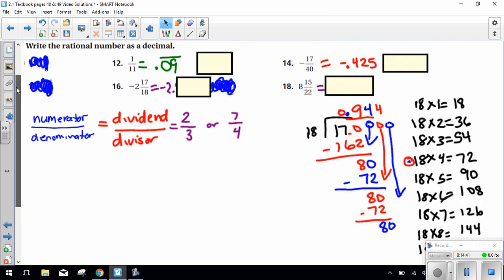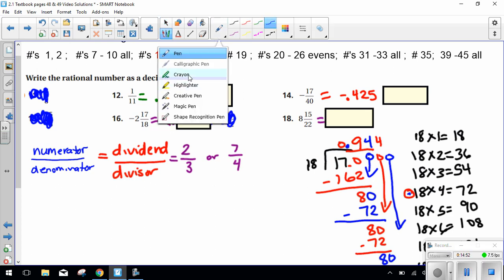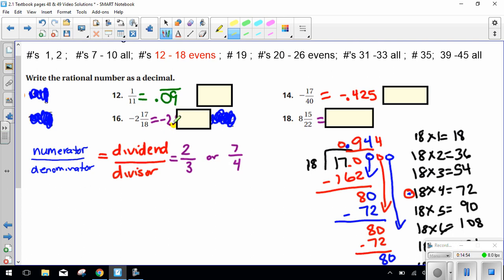So we're going to go back to number 16. So -2 decimal point. So the decimal point here, this one right here that I'm about to color in yellow, that decimal point is the same as this one here that I highlighted in my division problem. -2 and 17 over 18. This is the part. So what I'm doing is replacing the part as a fraction, and I'm going to replace it as a decimal.